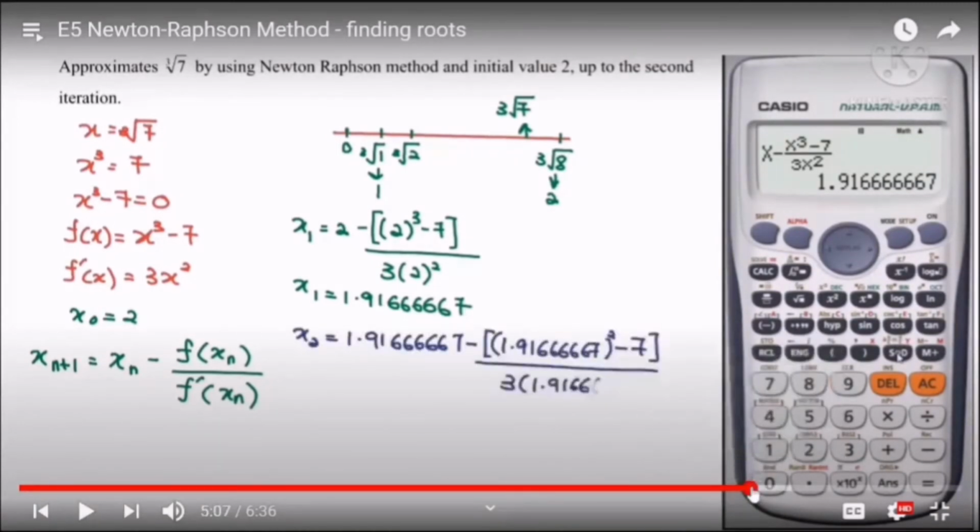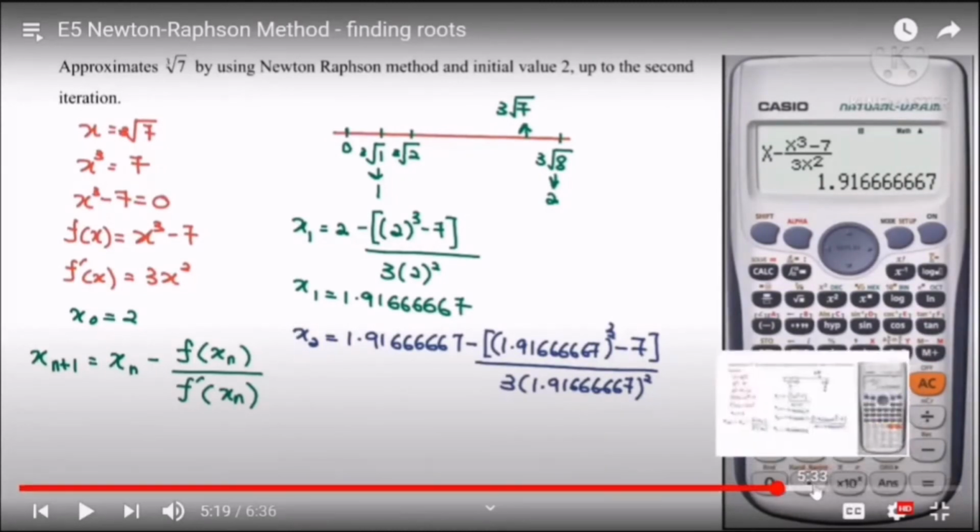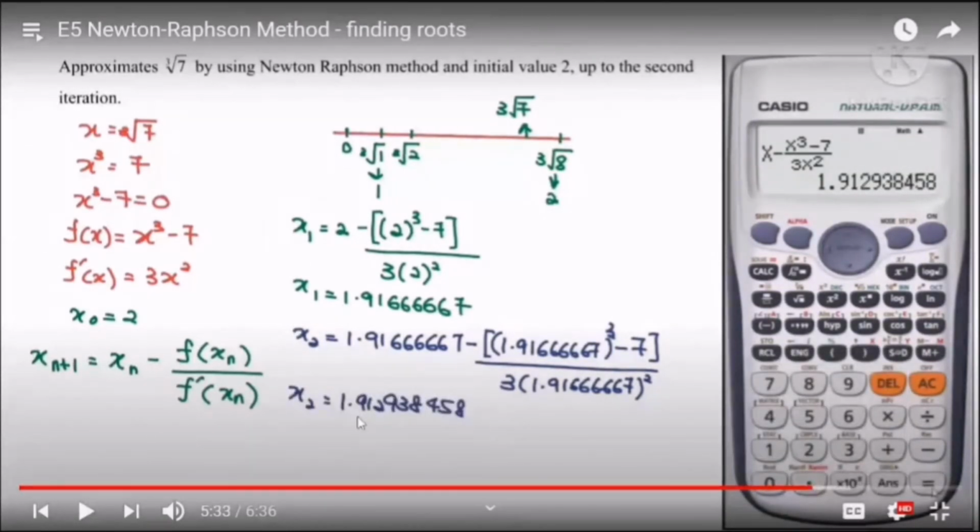2 kali. Okay, 2 kali. Boleh? So, ini adalah kali pertama. Kita panggil first iteration. Ini adalah kali kedua. So, saya perlu tekan dan dapat jawapan. So, untuk case yang macam ni, dia tak perlu repeat. Sebab apa? Baca soalan. Up to second iteration.